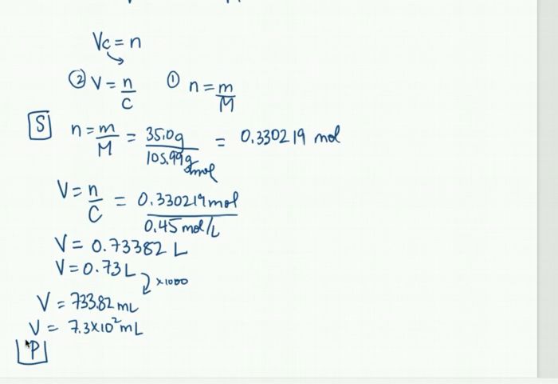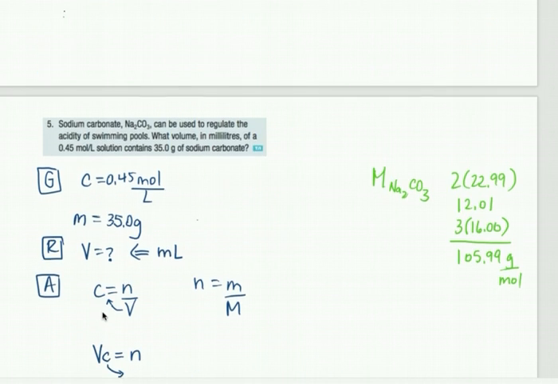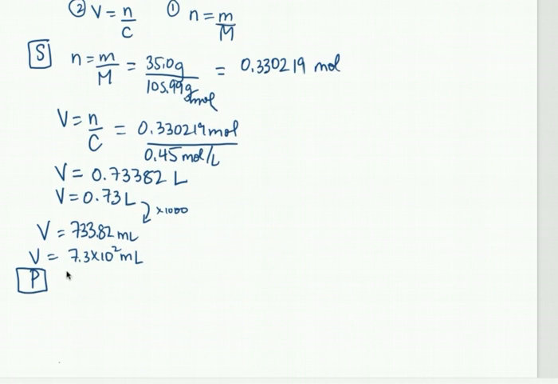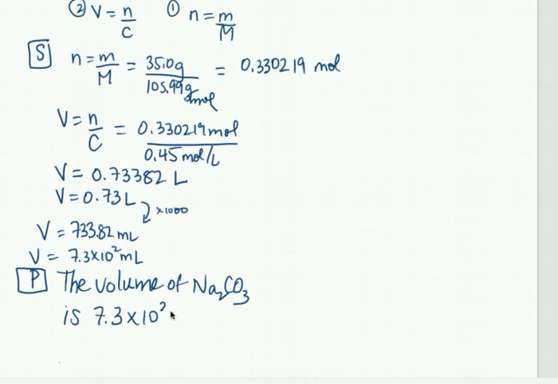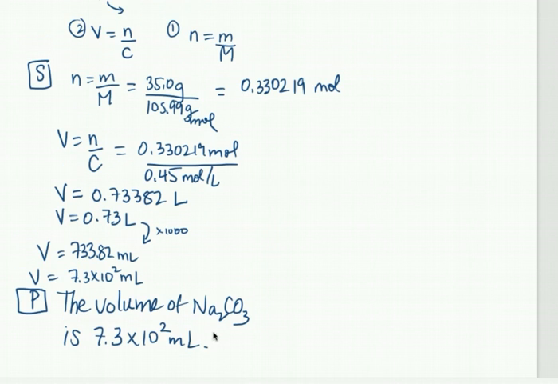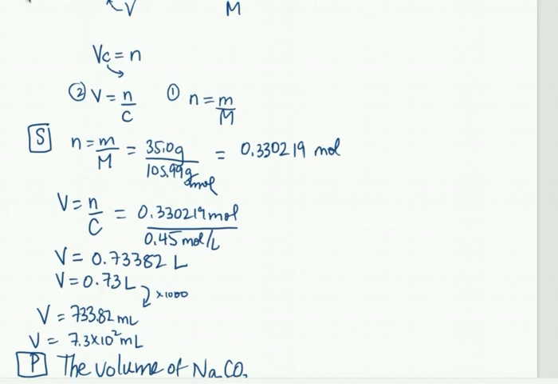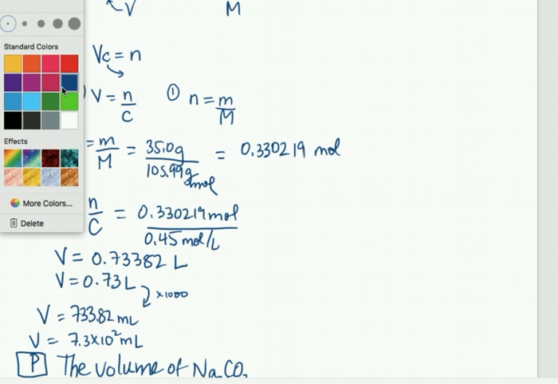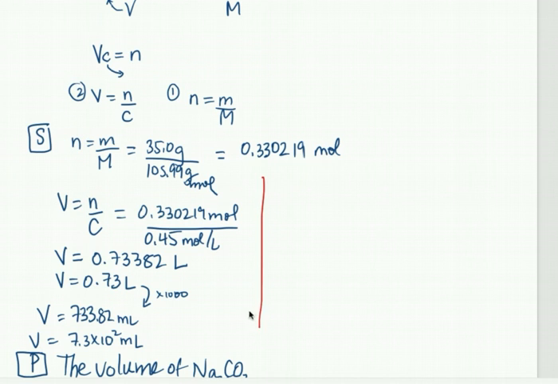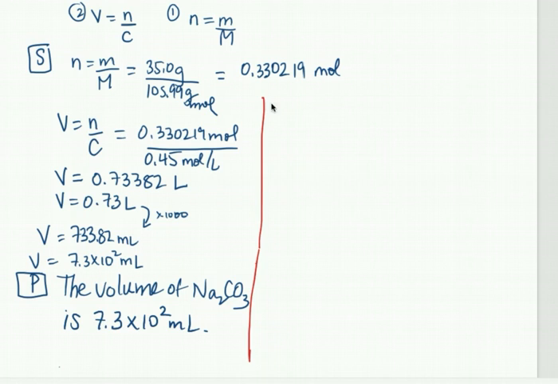All right, so here is the volume of sodium carbonate. So the keyword, the volume of sodium carbonate, is 7.3 times 10 to the 2 milliliters. Okay, all right, I'm going to show the unit analysis method here right beside.